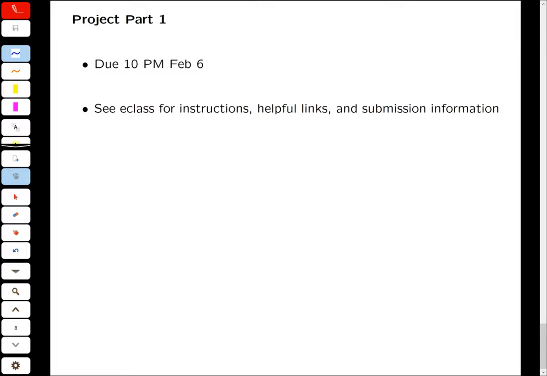This is due by 10 p.m. February 6th. And if you look on your syllabus, 10 p.m. February 6th is the evening of our first review, and you'll see that it says Project Part 1 in bold. That's to remind you that it's due by 10 p.m. that night. That is the due date for this.